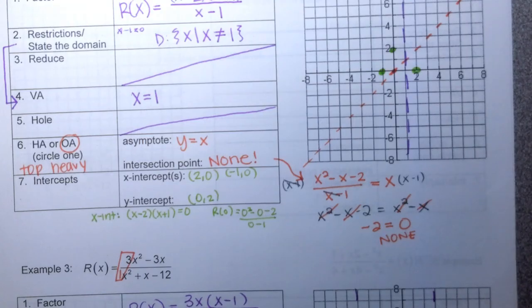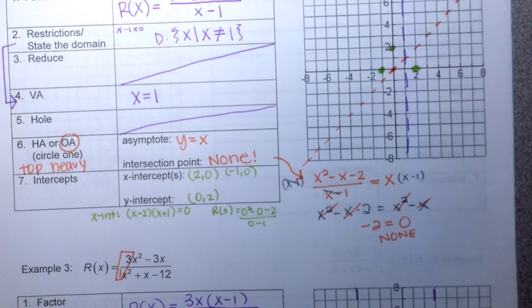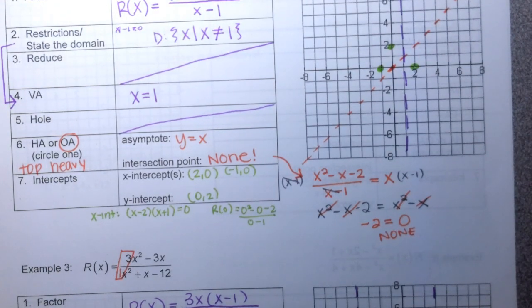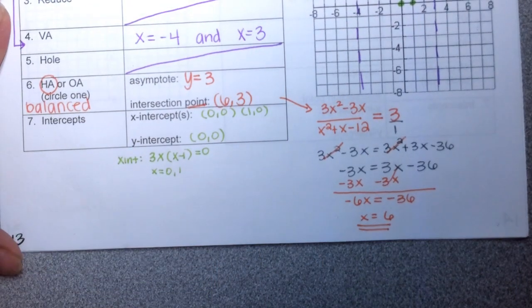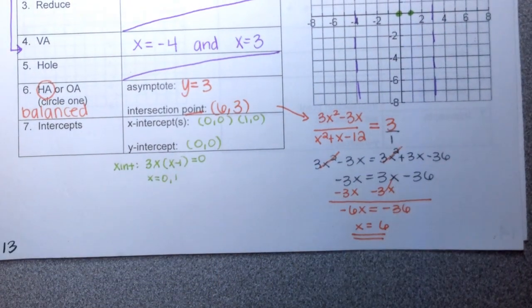All right, y'all do the last one. Did you get 0, 0, and 1, 0? And then the y-intercept is 0, 0.